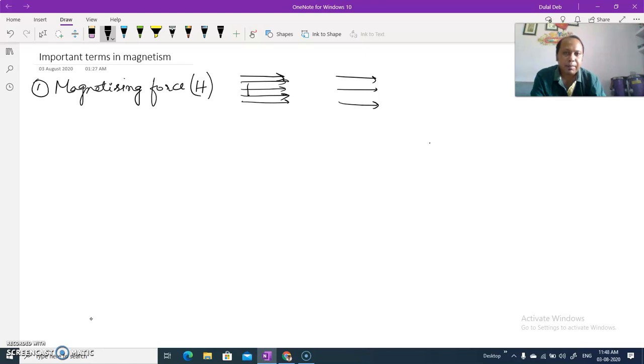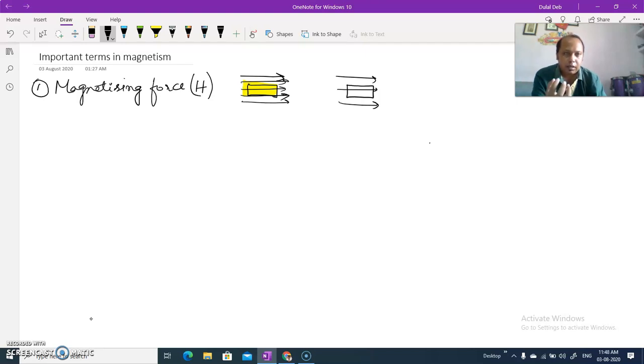Now if you keep a magnetic material here and the same magnetic material here, the magnetic material gets magnetized in a magnetic field, we all know. But the magnetization will be more in the first case where the magnetic field strength is more. So this gets magnetized more as compared to the second one. So the magnetization actually depends on the amount of magnetic field which is provided.